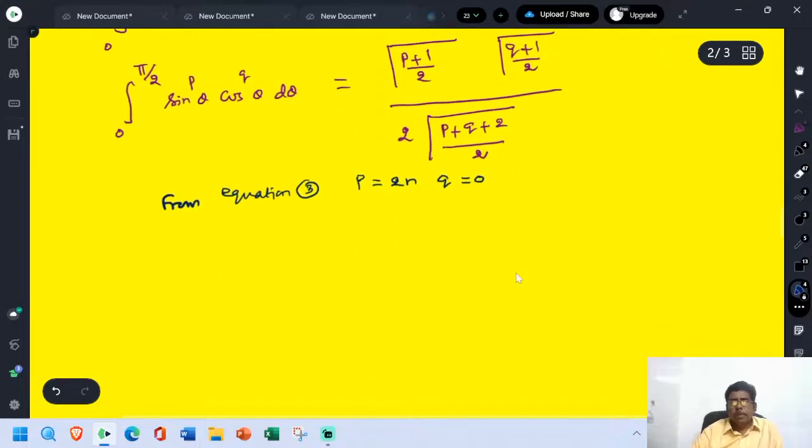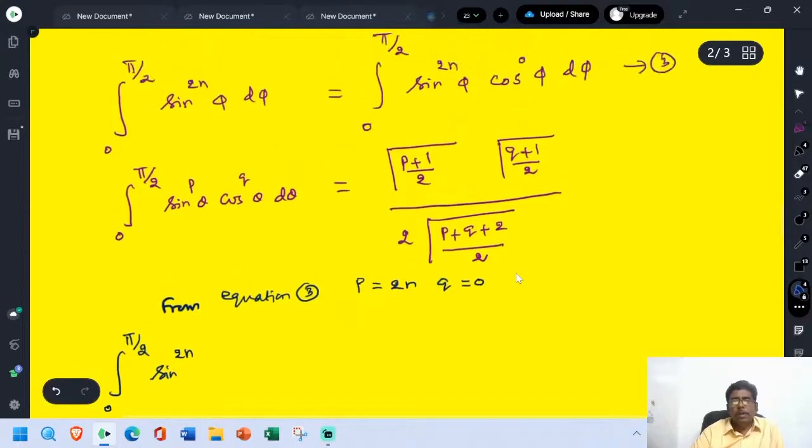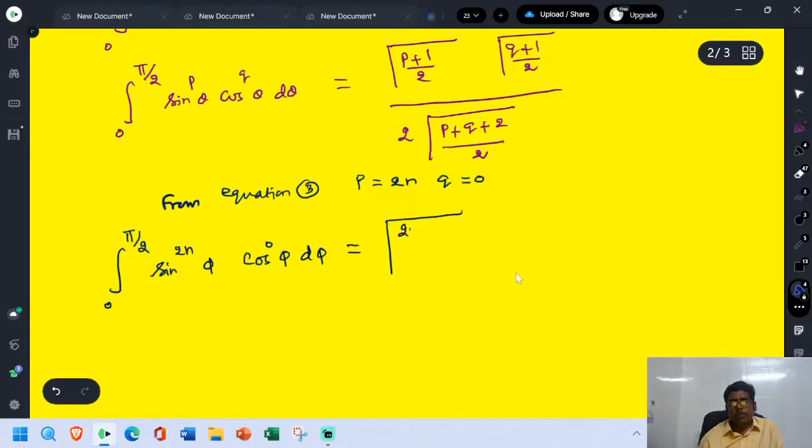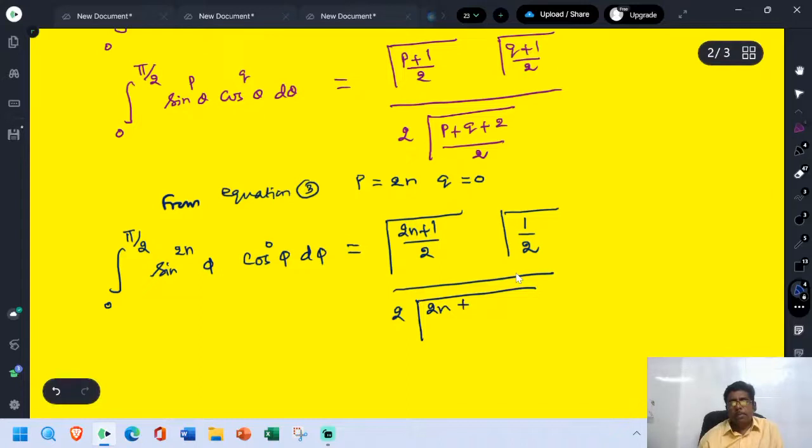Now, the integral with limit varying from 0 to pi by 2 of sine power 2n theta cos power 0 theta d theta is equal to gamma of (p plus 1) by 2, that is (2n plus 1) by 2, into gamma of (q plus 1) by 2, q equal to 0, therefore only 1 by 2, all divided by 2 times gamma of (p plus q plus 2) by 2, that is (2n plus 0 plus 2) whole divided by 2.